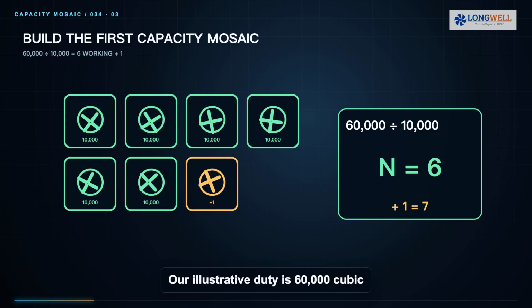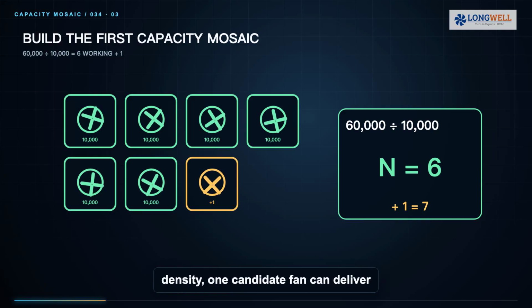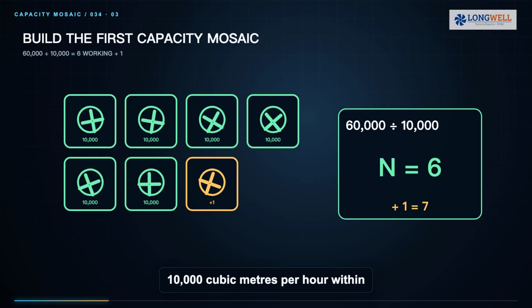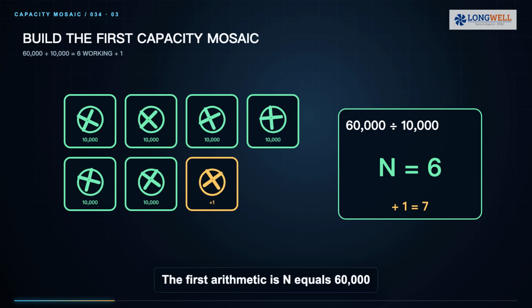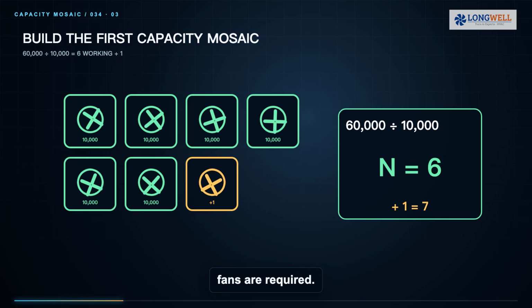Our illustrative duty is 60,000 cubic meters per hour at 800 pascals fan static pressure. At that pressure and the selected air density, one candidate fan can deliver 10,000 cubic meters per hour within its permitted speed and power. The first arithmetic is N equals 60,000 divided by 10,000, so 6 operating fans are required. Add 1 for N+1: 7 installed fans.